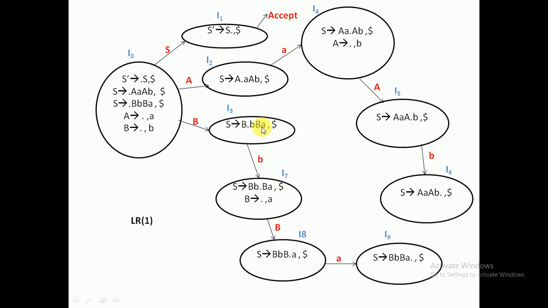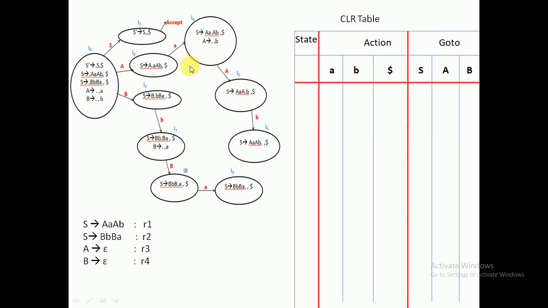So for this canonical form, let us construct the CLR table. We already know that we have constructed the LR(1) canonical form. This is our grammar. Let us give a numbering to every production. There are 4 productions: 2 are derived from S and 2 are from A and B. Let us number them R1, R2, R3, R4.